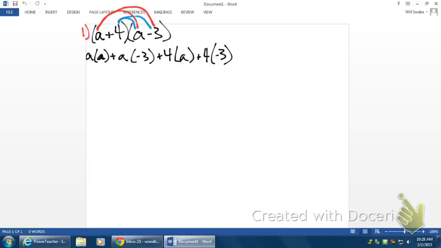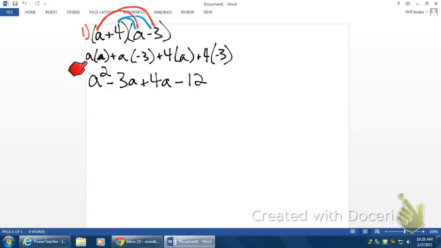Now, when I work this out, it becomes a squared minus 3a plus 4a minus 12. Why didn't you just do that before? You don't have to write that middle step. That's perfectly fine. If you don't want to write this middle step right here, you don't have to. I'm just writing it for the purpose of, in case anybody's getting confused with what I'm doing.